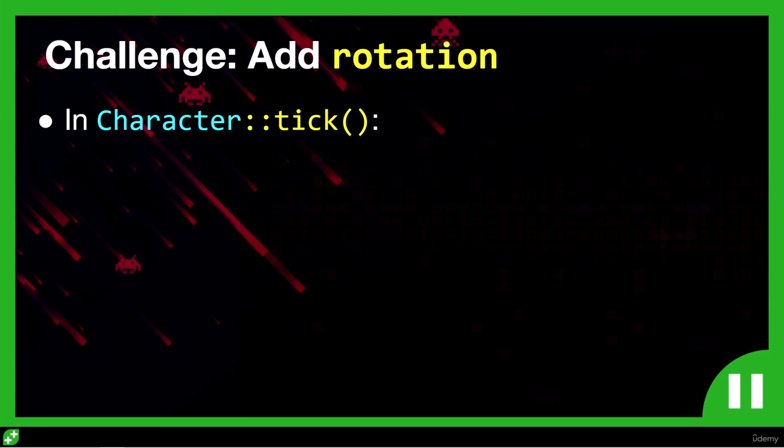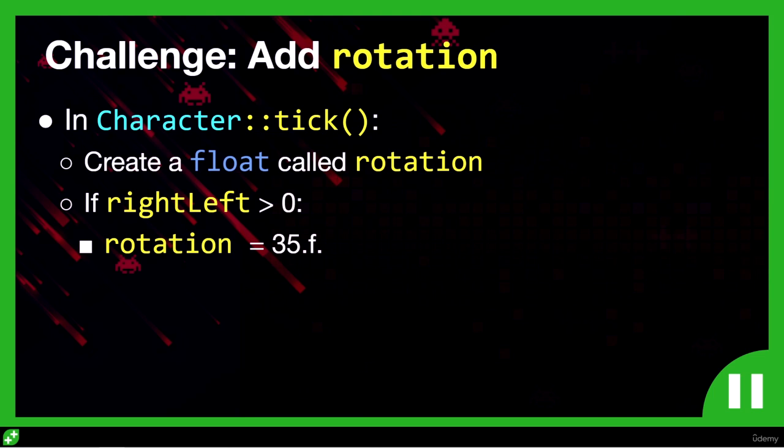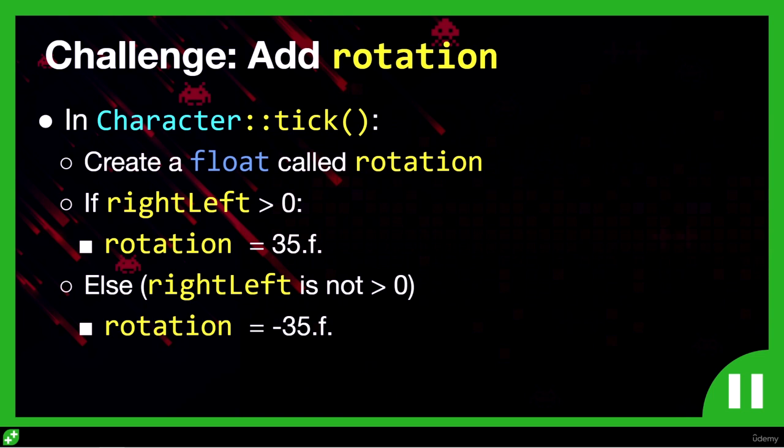So here's your challenge. In the character's tick function, just under our origin and offset local variables, create a local float called rotation. In the if statement, if rightLeft is greater than 0, set rotation to a value of 35.f. And in the else case, if rightLeft is not greater than 0, set it to negative 35.f. Then pass this in to DrawTexturePro instead of 0.f. Pause the video and do this now.